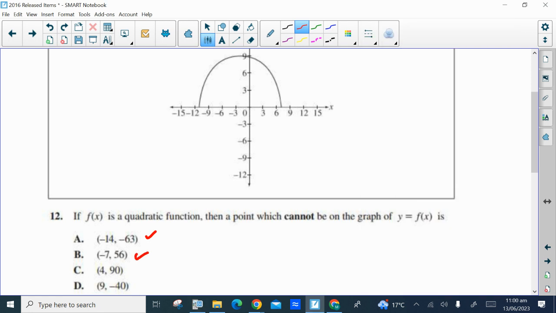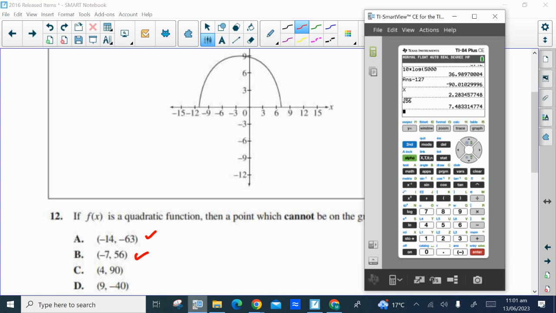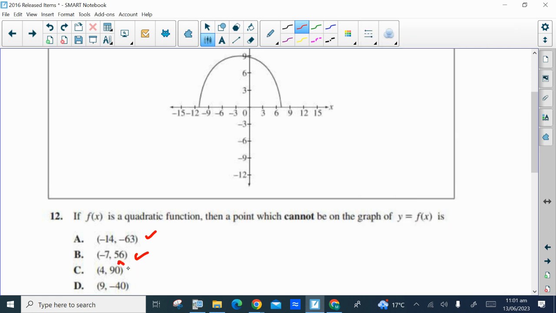The next point on here is the point (4, 90). So it is possible to have an x value of positive 4, because that is a point on the graph of the square root function. When you take the square root of 90, the y value is greater than 9. That doesn't work for this graph. When x is 4, we should get a y value between 6 and 9, not greater than 9. So this is the answer.